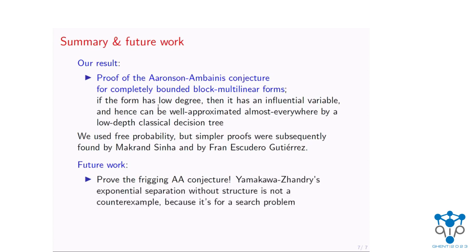You might remember from yesterday morning the talk by Yamakama and about his paper with Jandri giving an exponential separation without structure, so basically on the whole Boolean cube. But that does not refute AA, as he also said yesterday, because that's for a search problem. It's not for a decision problem. You can always try to show almost everywhere simulation without Aaronson and Ambainis's, though in a way those two things are essentially equivalent, though you don't have to use the language of influences to get the simulation.